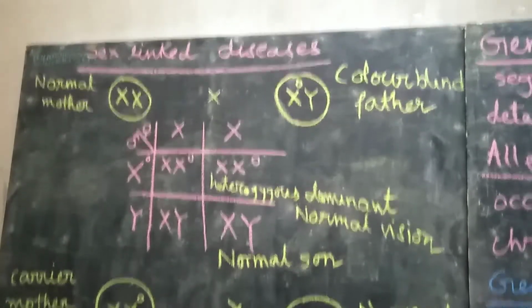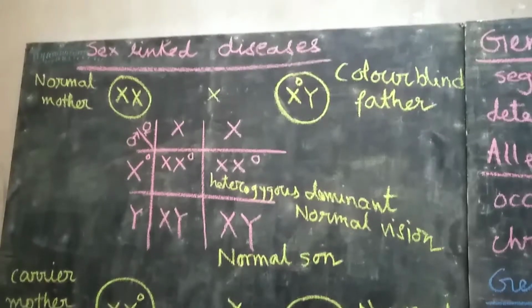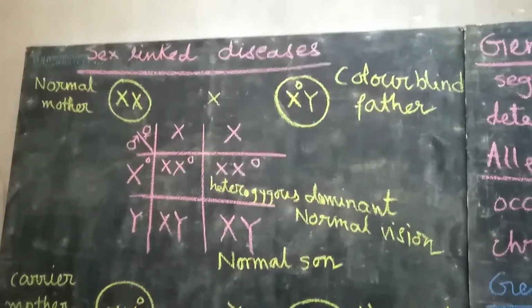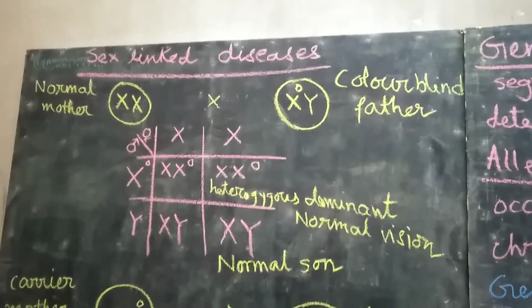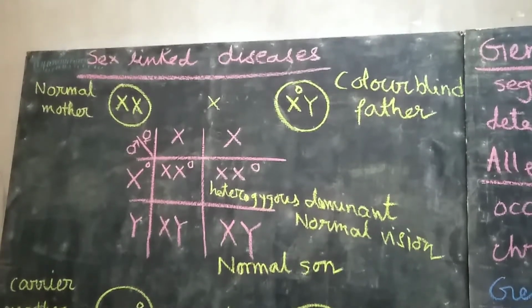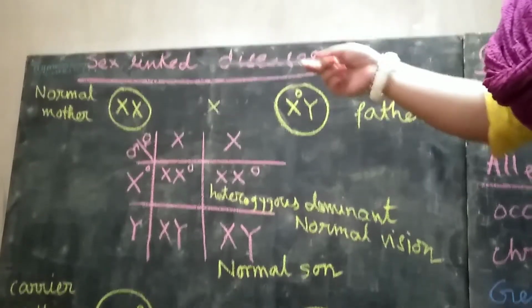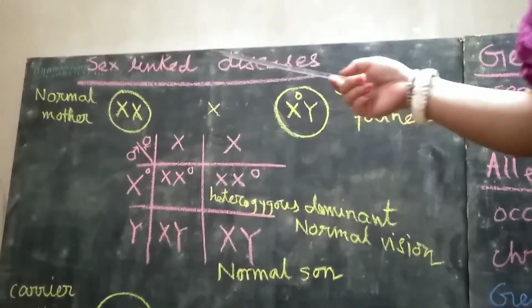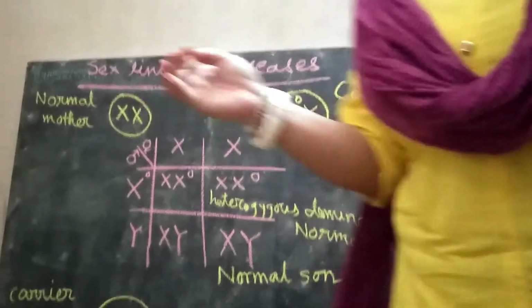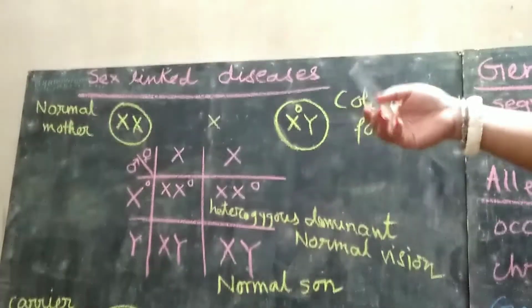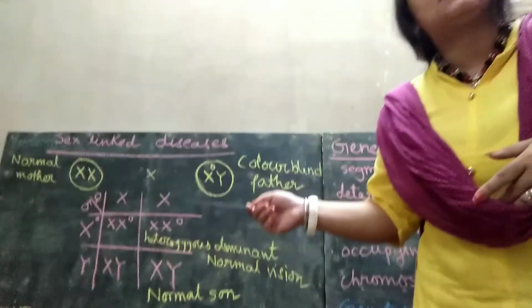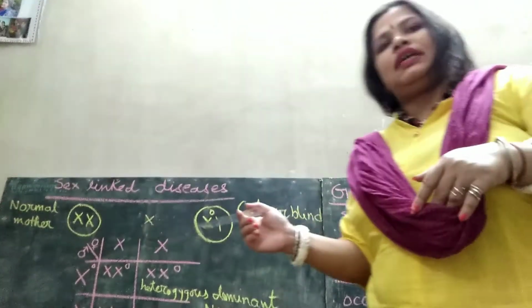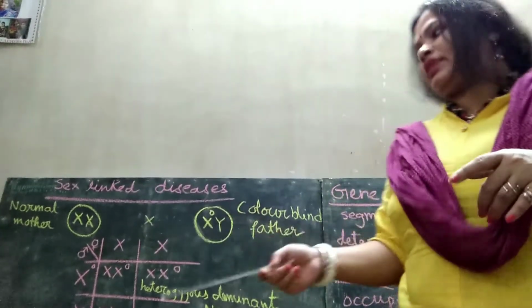Hemophilia is a genetic disorder in which there is a risk of bleeding to death because the blood fails to clot. Now, sex-linked disorders. Why sex-linked? Because the defective recessive gene is present on the X chromosome. So it is also called an X-linked disorder.